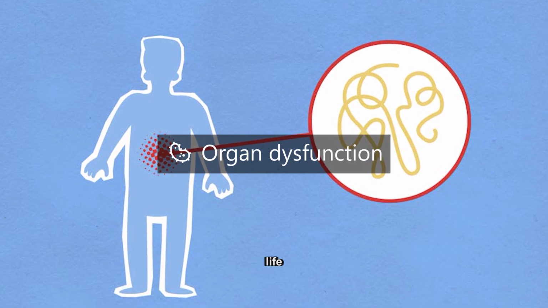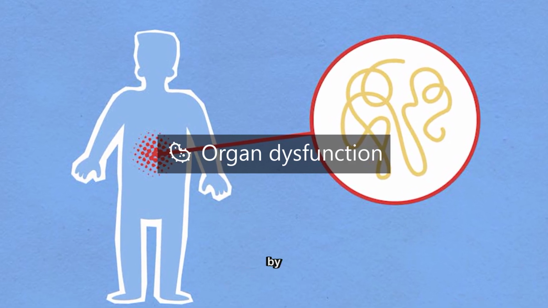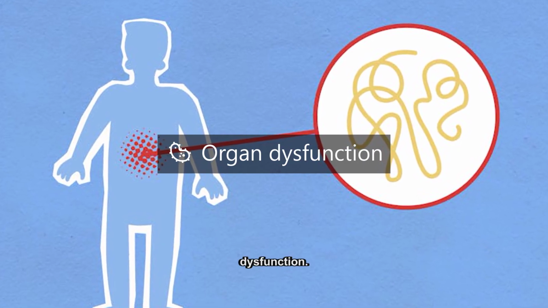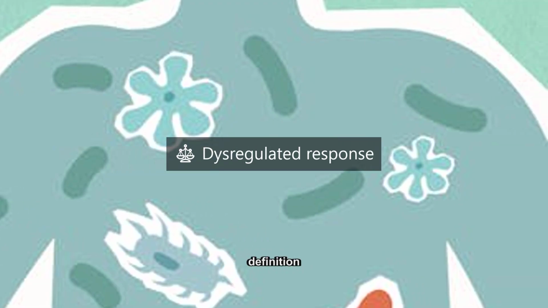Sepsis is a life-threatening condition caused by a dysregulated host response to infection, leading to organ dysfunction. Septic shock is a severe subset with profound circulatory and metabolic abnormalities associated with high mortality. The modern definition emphasizes host response imbalance rather than infection alone.